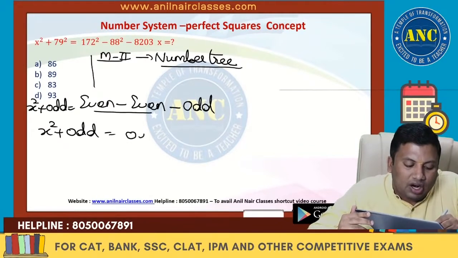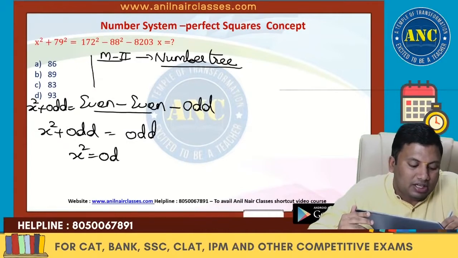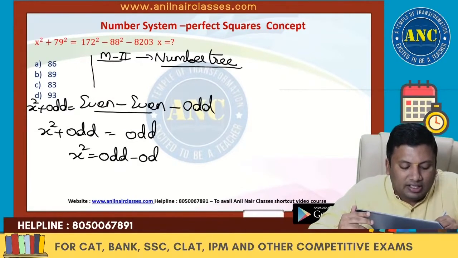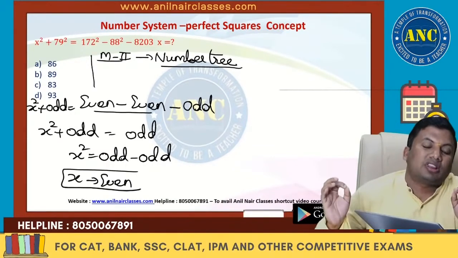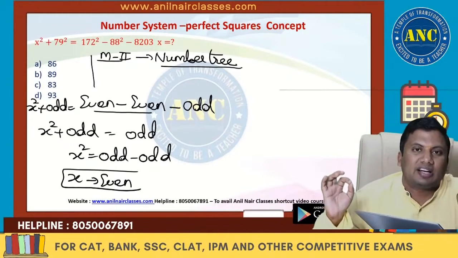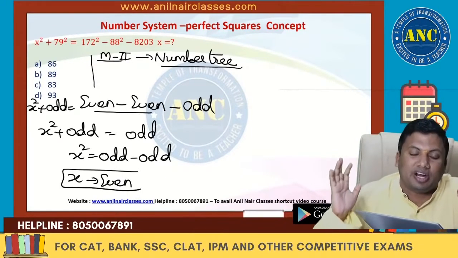Even minus odd is odd. So x square is nothing but odd minus odd. Odd minus odd is nothing but an even number. That means x will be an even number. He is just asking you the third class NCERT concept. Can you solve this problem using the nature of the numbers?